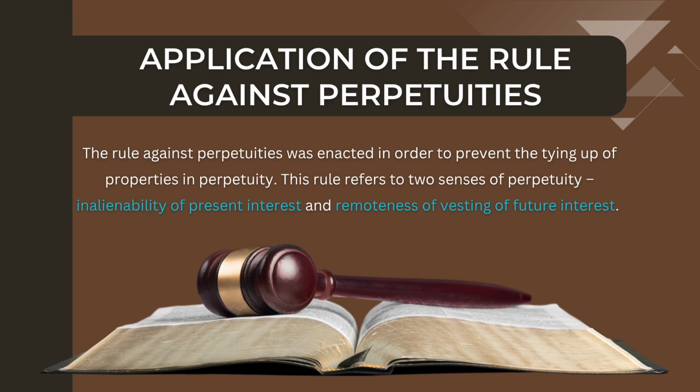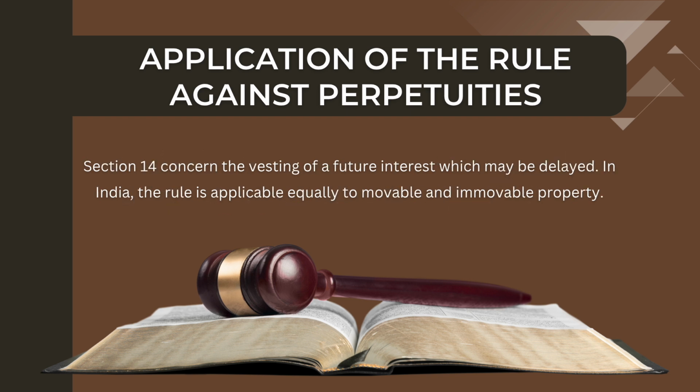Application of the rule against perpetuity. The rule against perpetuities was enacted in order to prevent the tying up of properties in perpetuity. This rule refers to two senses of perpetuity: inalienability of present interest and remoteness of vesting of future interest. Section 14 concerns the vesting of a future interest which may be delayed. In India, the rule is applicable equally to movable and immovable property.